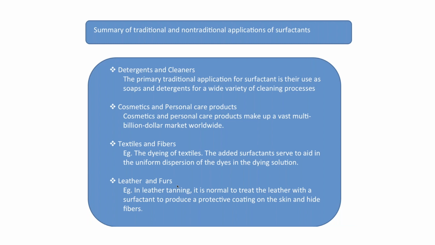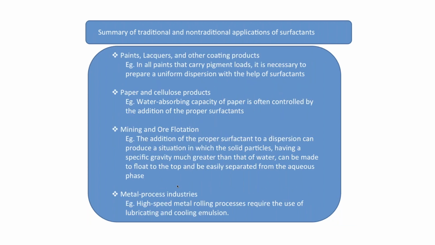Textiles and fibers: dyeing textiles or modifying the surface of fibers is important. Leathers and furs, or conditioning of different types of leather products. Of course, paints, lacquers, and other products. Paints in particular use a lot of surfactants to produce what we call latex or emulsion polymers, which are your acrylate paints. They're used a lot in the paper industry, and in modification of other cellulose products, including blown film.